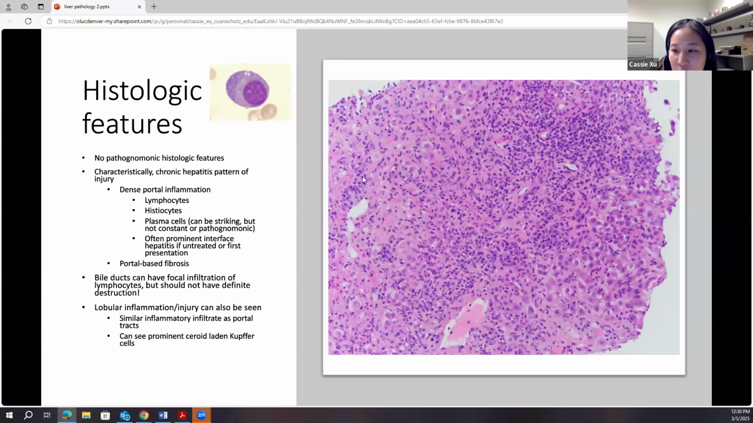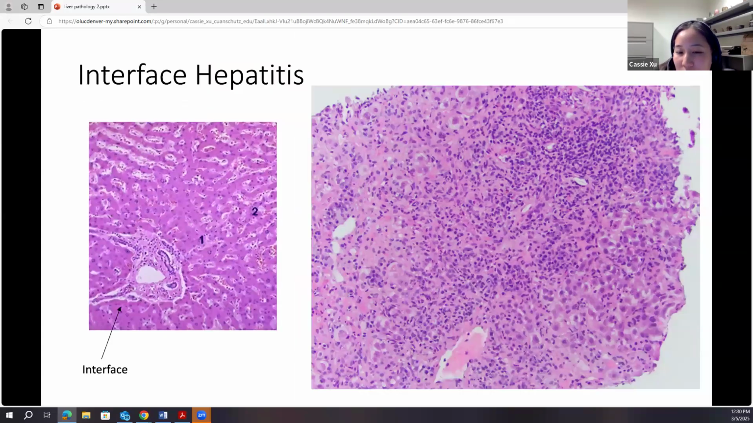You also see lobular inflammation scattered throughout the lobular parenchyma with associated hepatocyte damage. Again, this inflammation can be mixed, but usually you see a lot of plasma cells. And then occasionally in the portal tracts, you can see some bile ducts that have lymphocytic inflammation that's invading into the bile duct, or lymphocytic cholangitis. But typically this is pretty minimal or mild.